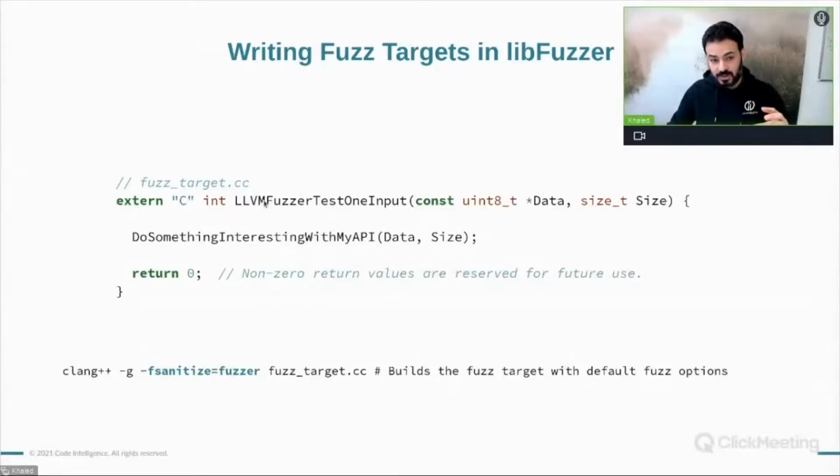libFuzzer will then call this function in an endless loop. Each time it will provide new data, a new buffer, and it also gives you the size of this buffer that you can use to call your API. And of course, it generates this data and size based on the feedback in order to maximize code coverage. And that's all you need to do.